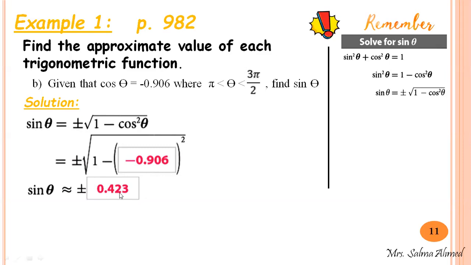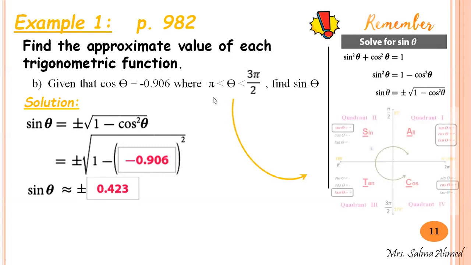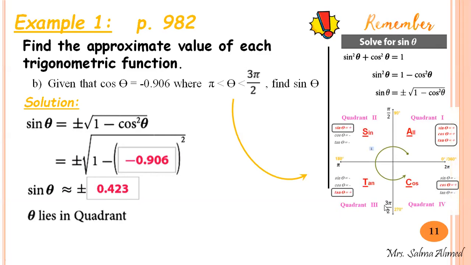Now I need to know whether it's positive or negative. So I'm going back to my quadrant chart again. Pi to 3 pi over 2 is quadrant 3. So theta is in quadrant 3. I'm going to check the sign in quadrant 3. It is negative. So I'm going to take the negative answer. Sine theta is approximately negative 0.423.